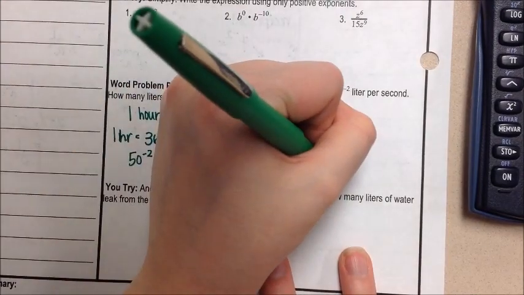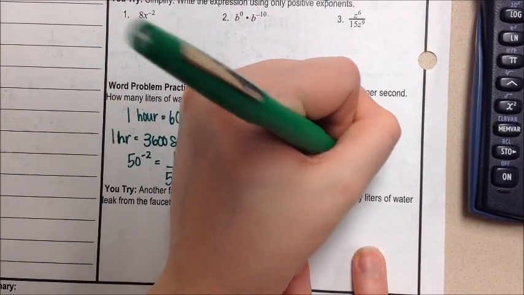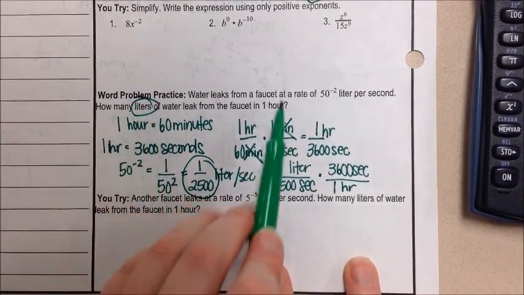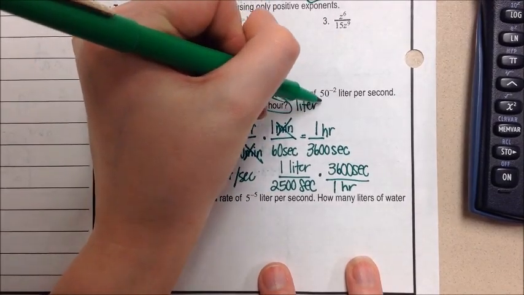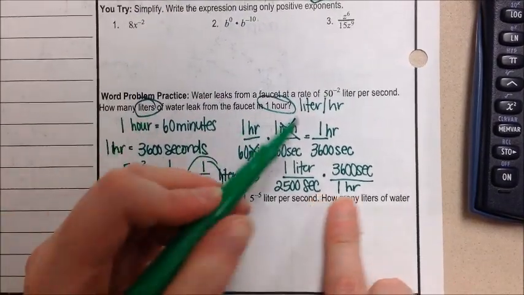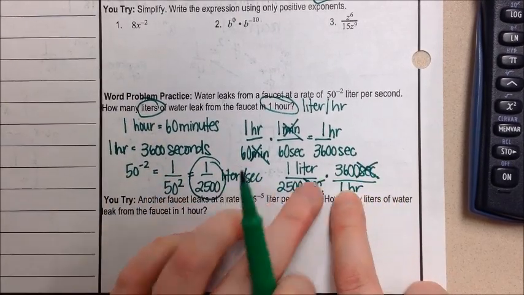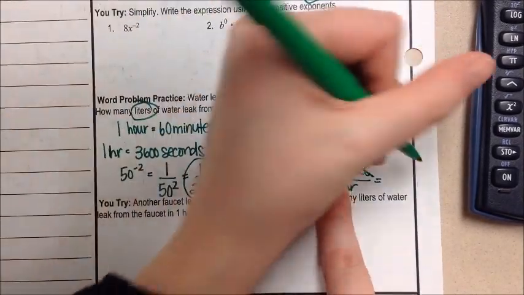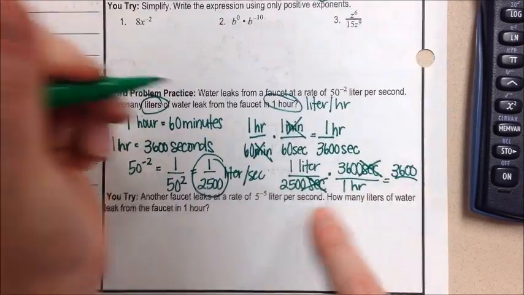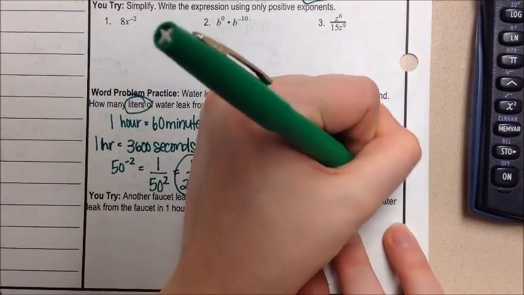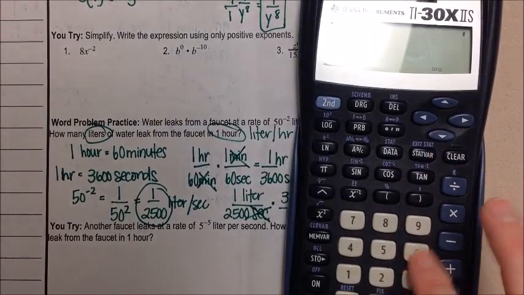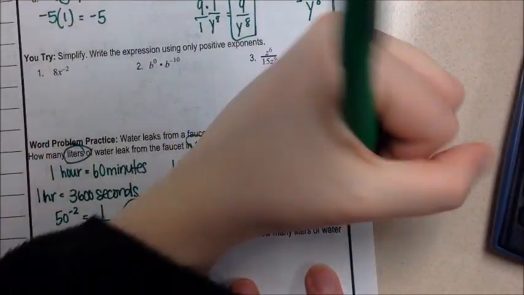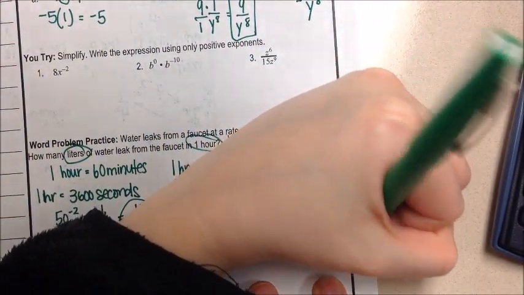And I know that there's 3,600 seconds in 1 hour. And so I'm trying to figure out how many liters per hour. So I want liters over hour. So if I cancel out seconds, do I have liter per hour? Yeah, I do. So this is what I want to evaluate. So I have 1 times 3,600, which is 3,600, and 2,500 times 1, which is 2,500. Now I need to divide 3,600 divided by 2,500, which is 1.44. So 1.44 liters per hour.